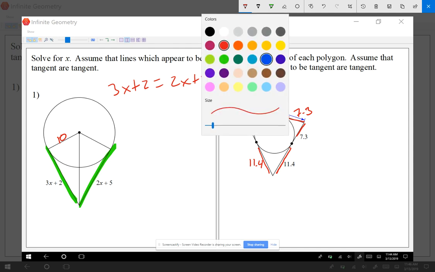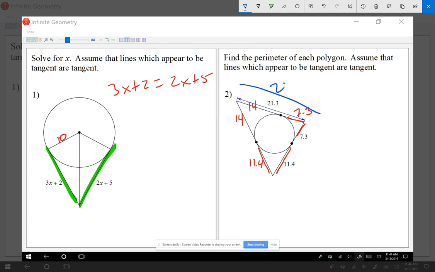Now, I'm asking you guys for perimeter. This whole side right here is 21.3. Right? It was given to begin with. This other side right here is 18.7. I added the two small numbers. This other side right here is going to be 25.4. I added those two numbers. Now add the sides for the polygon. That will be your answer.